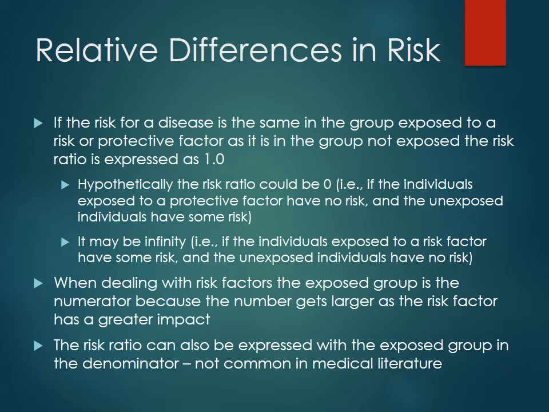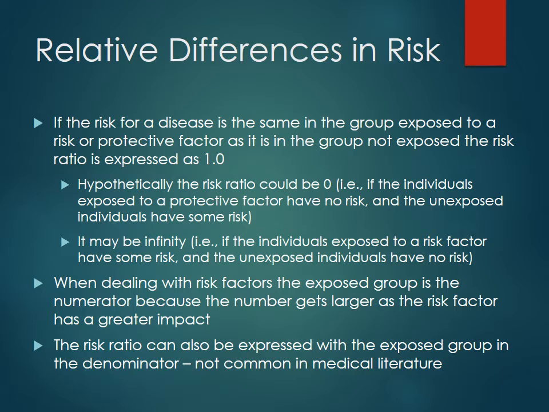Or it could be infinity. Say the individuals who are exposed to a risk factor have some risk, and the unexposed individuals have no risk whatsoever. So again, your denominator at that point would be 0, and then you don't really get a whole lot of useful information from that point. So when dealing with risk factors, the exposed group is the numerator because the number is going to get larger as the risk factor has a greater impact. Kind of make sense of that.